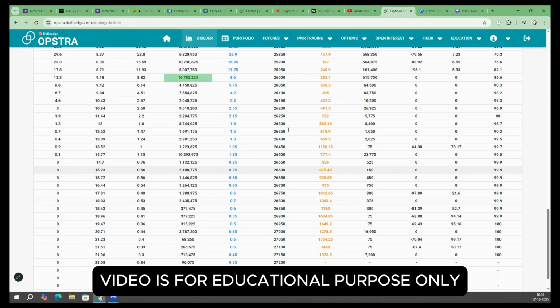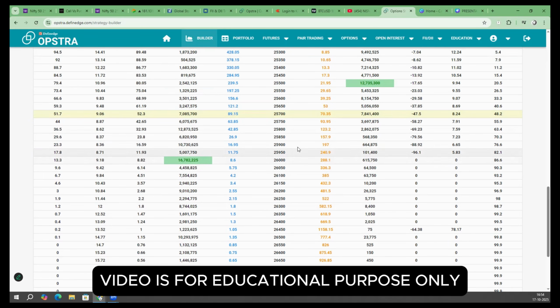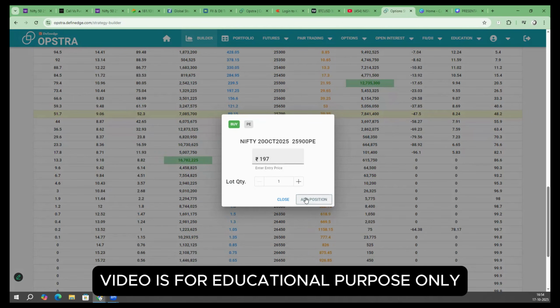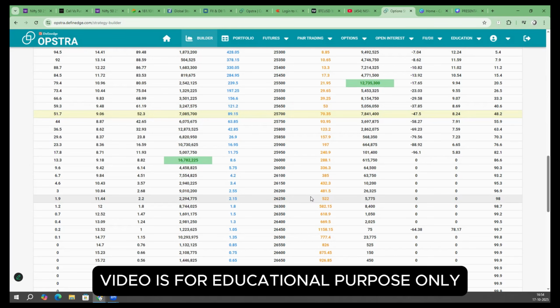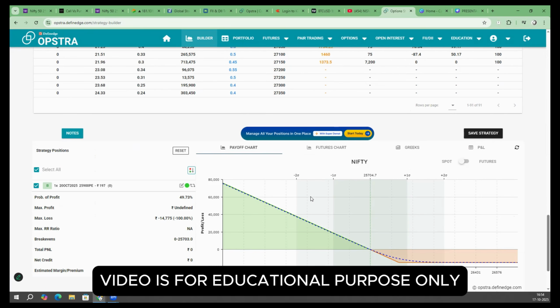If you buy at the money, like in the money, just see this one, in the money 25,500, I will buy put. Okay, so 200 points below, and see this one, the probability has jumped. This is what I'm talking about as a hack.